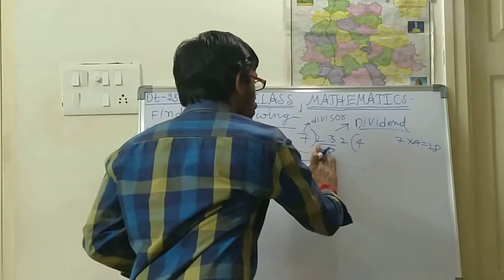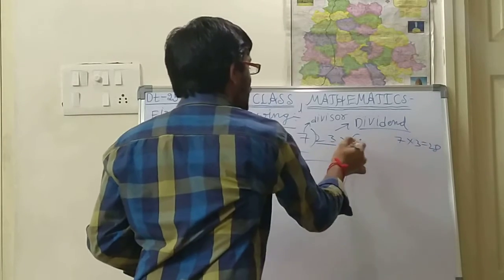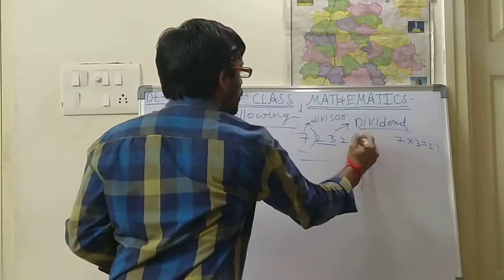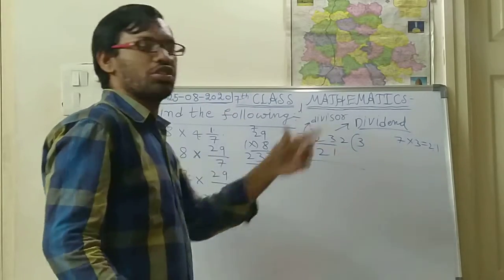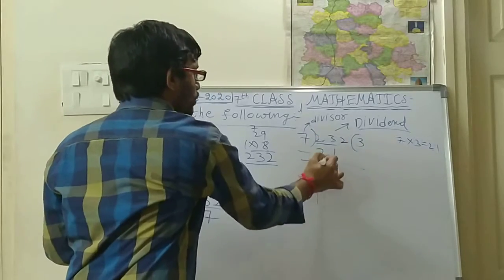So this won't be possible. The number below should be lesser than the number above. So 7 3s are 21. Now 23 minus 21. What is 23 minus 21? 3 minus 1 is 2, 2 minus 2 is 0.